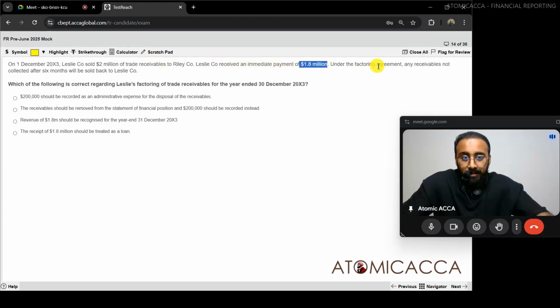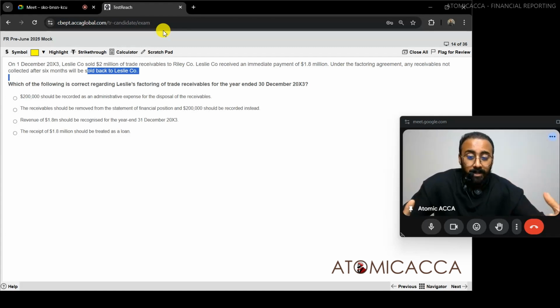Under the factoring agreement, any receivables not collected after 6 months, like a bad debt, will be sold back to Leslie company. So this is like a recourse factoring. This will come back to us. What is the key idea for recourse factoring? Your receivables should not be derecognized. You have to keep it in the books until that last day.